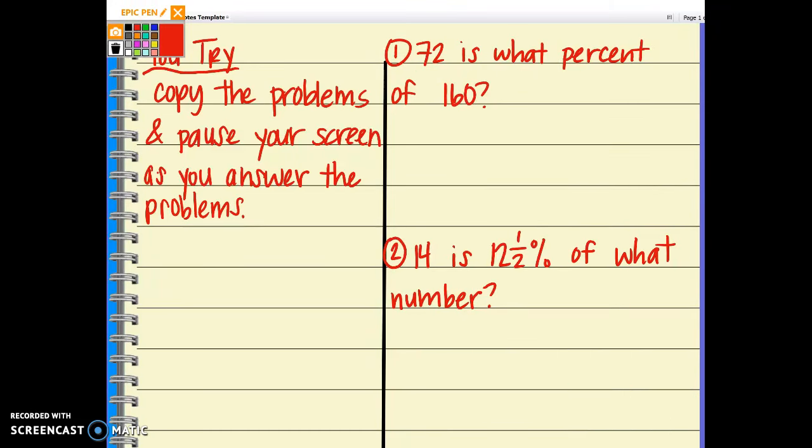Alright, so here are a couple of problems for you to try. So copy down numbers 1 and 2, try to solve them, and then pause your screen. Alright, go ahead and check yourself.